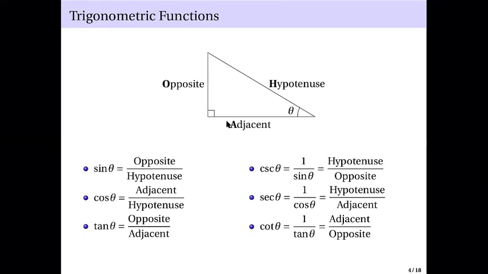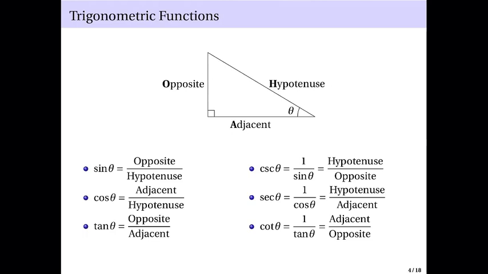So in here, suppose we take this angle, the angle theta. If this is the angle theta, we will label this leg adjacent, because it is the one adjacent to the angle theta. And the other leg, which is opposite the angle theta, will be named opposite. And of course, the longest side in the right triangle, we will still call the hypotenuse.